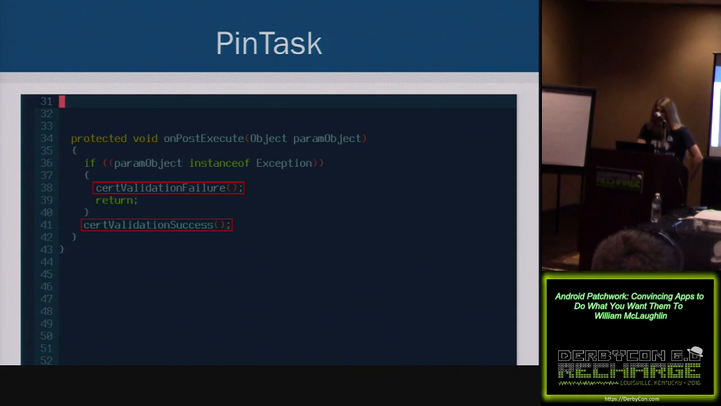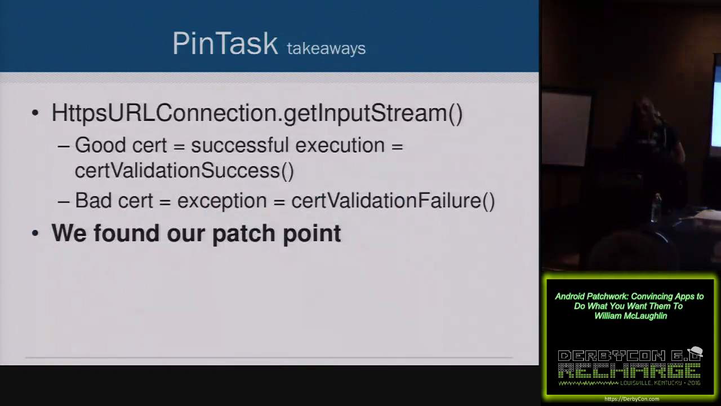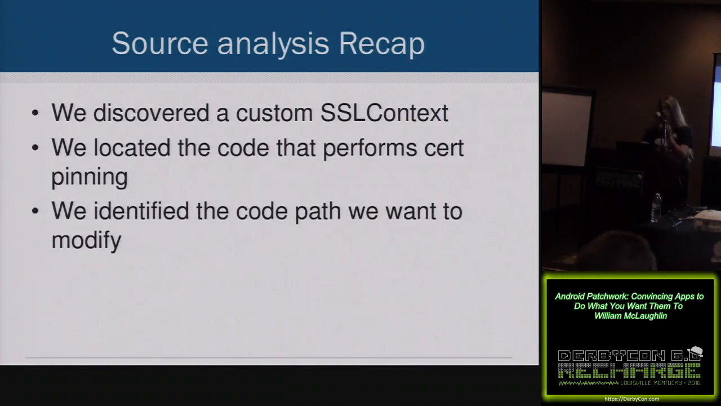So basically, if the certs don't match, cert validation failure is happening. And if they do match, cert validation success is going to happen. Good cert means successful execution, we get the success function. Bad cert, we get an exception, and we get a failure function. The important takeaway here is this is what we want to change. We want to make sure that this failure function is never called. We always want success.